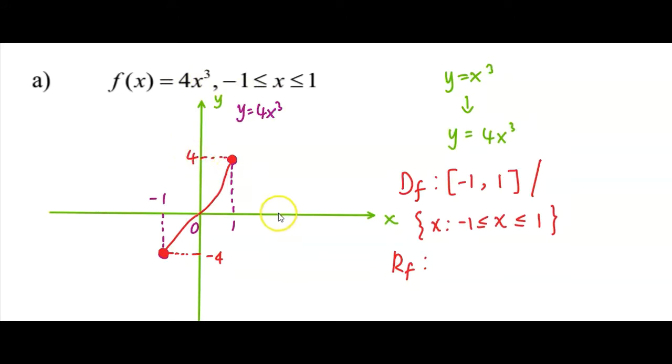Meaning that for the range, you will search for the lowest point and find its corresponding value of y. So your range will start from -4, and it will end at 4, because the highest point has the y value 4. Use the close bracket, because for both endpoints, you can see I'm using the dense circle to show that the graph includes the points 4 and -4.